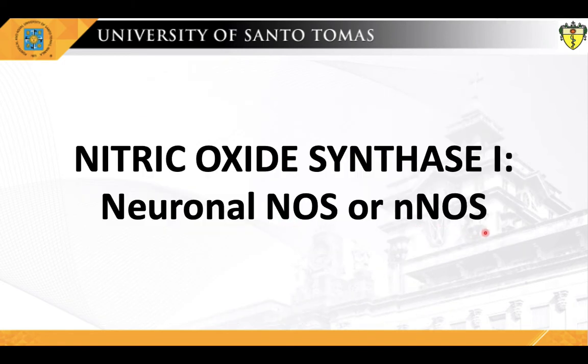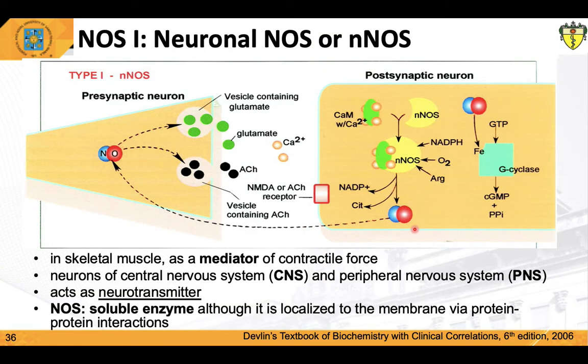Let us discuss the first of these isoforms, the neuronal nitric oxide synthase, or NOS1 or nNOS. The neuronal nitric oxide synthase is primarily in the skeletal muscle as a mediator of contractile force, and in the neurons of the central and peripheral nervous systems as a neurotransmitter. In this form, NOS1 or nNOS is a soluble enzyme, although it is localized near the membrane via protein-protein interactions with a host of regulatory and localized proteins.